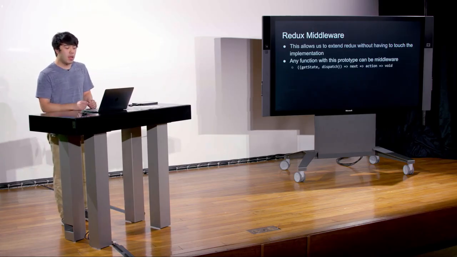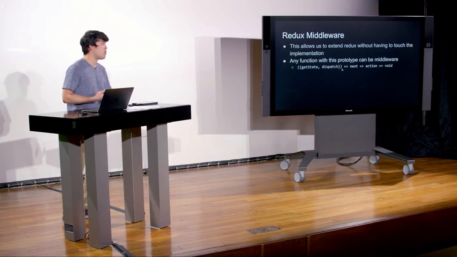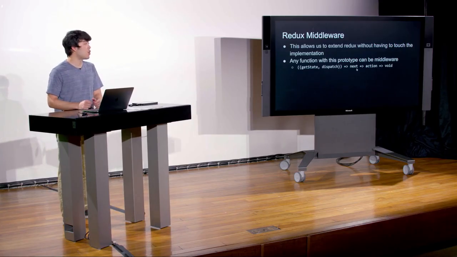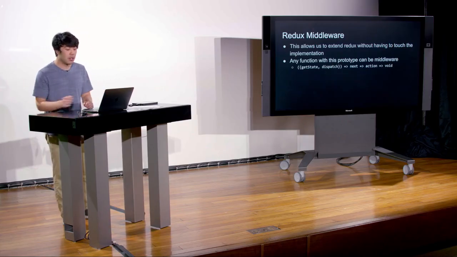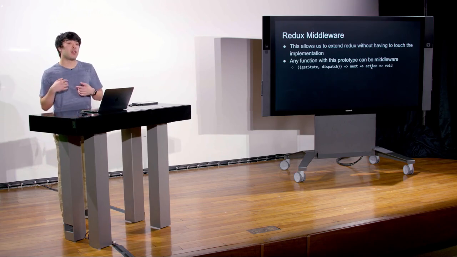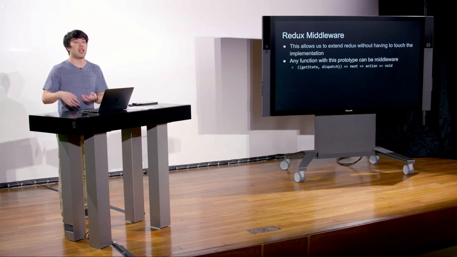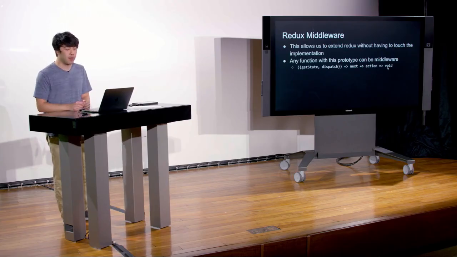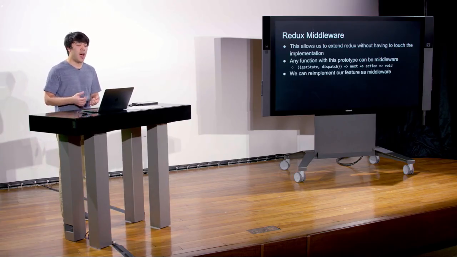And that prototype is this. We first expect an object that has a couple keys. One is getState and one is dispatch. We then return a function that expects an argument called next, which is basically the next middleware in the chain. We then return a function that expects as an argument an action, which is basically every single action that gets dispatched. And finally, we do whatever we want, and we don't have to return something at the end if we don't want to. So we can actually re-implement our feature as middleware.